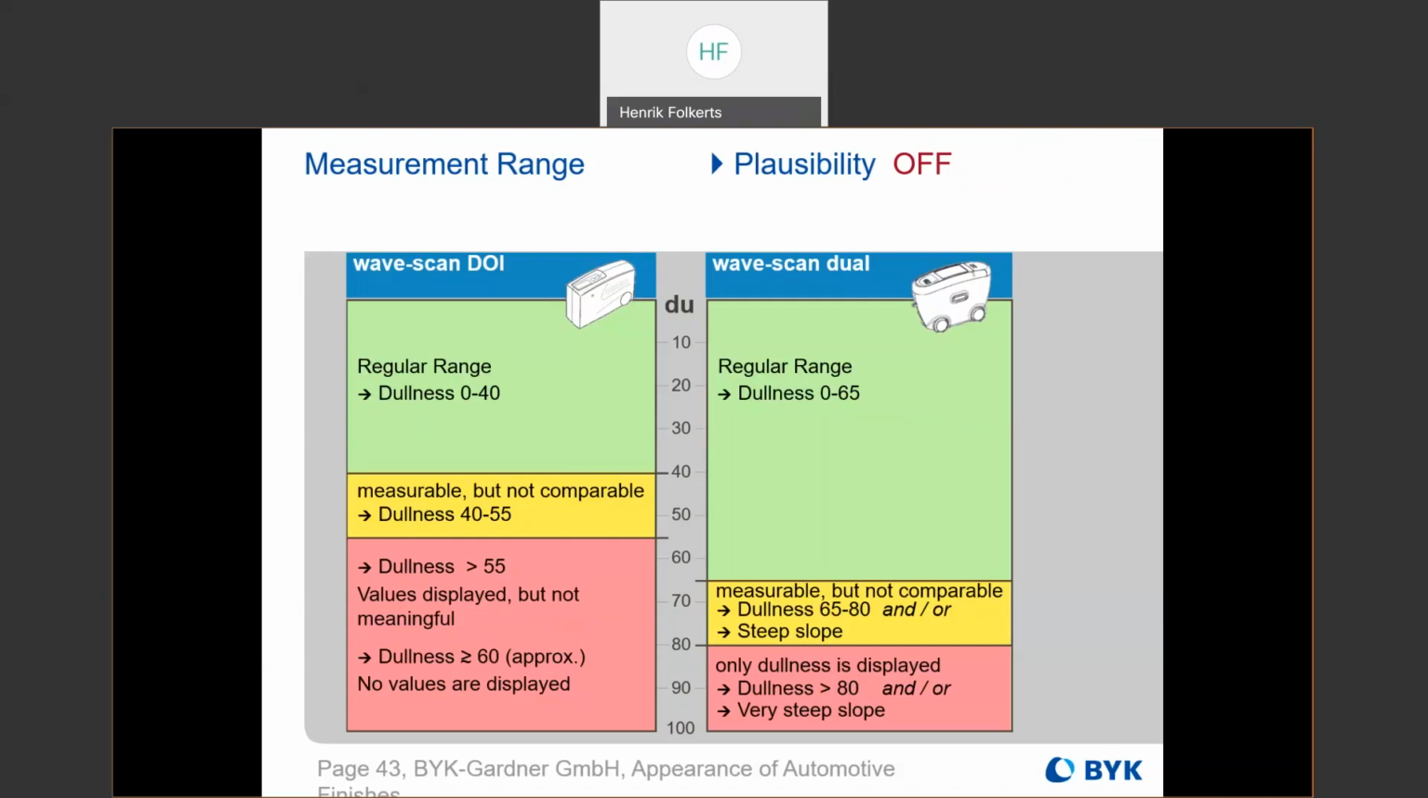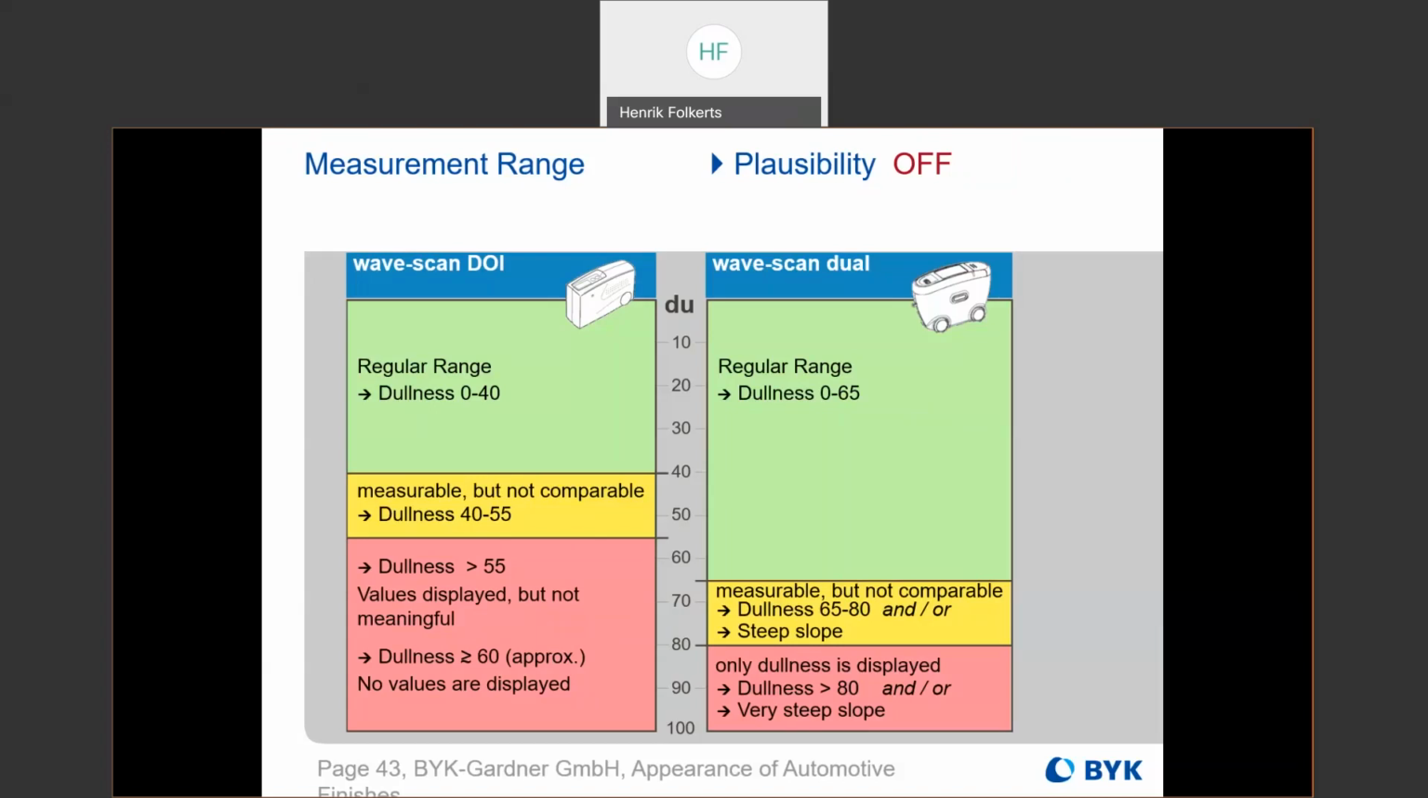So you really only ever want to compare readings in that yellow range with other similar surfaces that also measure at a similar dullness. Whether you can measure in that range or not has to do with the plausibility setting in the Wavescan. If you've ever seen that setting either in the Wavescan or in your organizers, that's what that means. With plausibility on, it will only allow you to take measurements when the dullness is in that green range. If you turn plausibility off, that's when it allows measurements in that higher dullness yellow range.